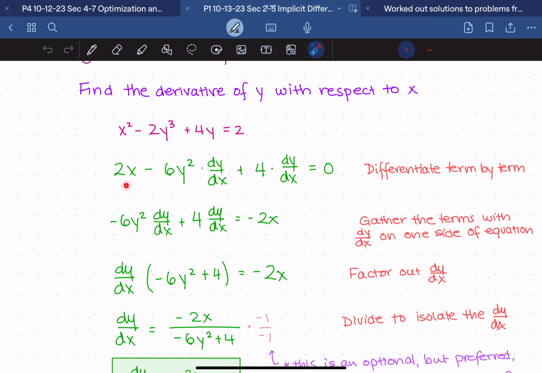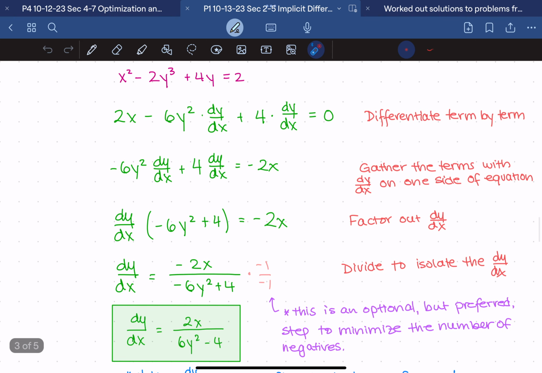So again, variables agree, differentiate like normal. Variables don't agree, differentiate like normal times dy dx. Variables don't agree, make sure you multiply by dy dx. Now, we have to solve for dy dx, so the easiest thing is just isolate the terms with dy dx. So that's these two terms. Move this term over to the other side. Then you can factor out the dy dx and then divide.